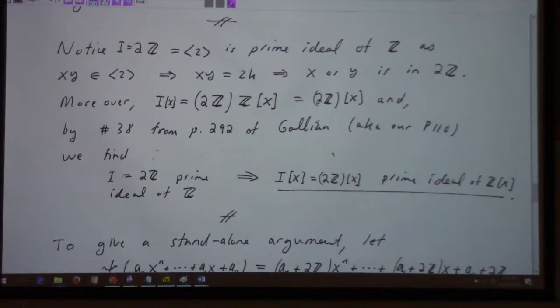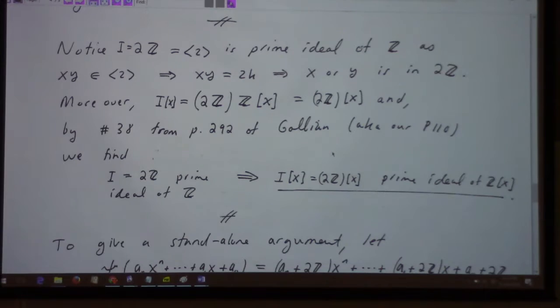So the basic point here is to notice that I equals 2Z is a prime ideal of Z. In other words, x times y, an element of the evens, means either x is even or y is even. You know this. And moreover, I of x is 2Z times Z of x. It's 2Z[x], right? So by number 38, which we already worked, we find that this being prime implies that that's prime.